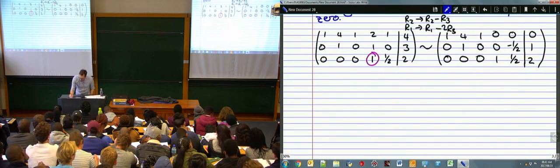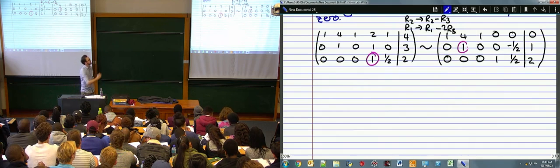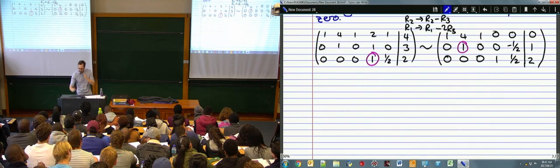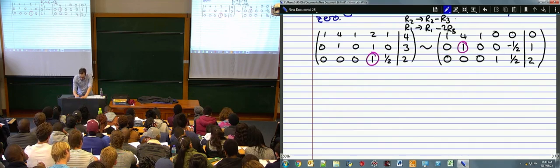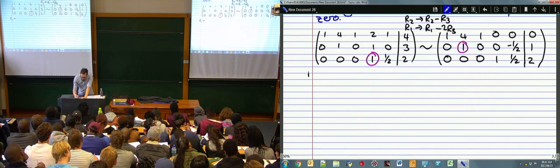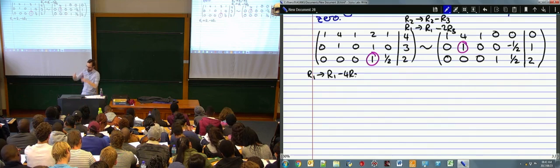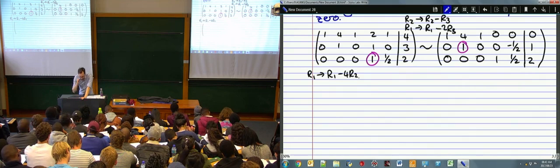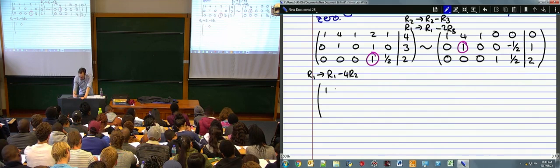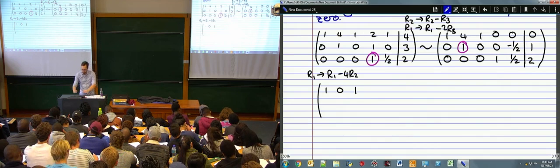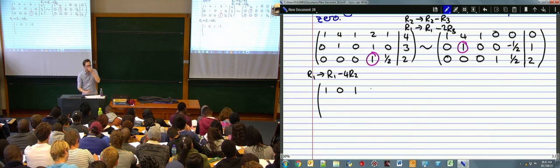And then we have the next pivot element over here. So now we just have to clear the 4 above it. So we'll say row 1, we replace with row 1 minus 4 row 2. Okay. So 1, so that goes to 0. That stays there. So 2 minus 4 times 1 is minus 2.